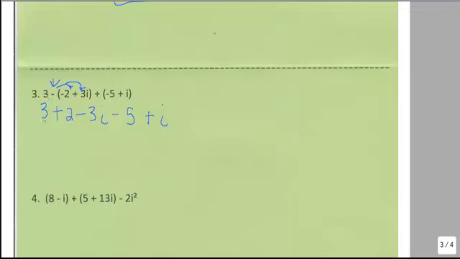So now when we combine like terms, all of the numbers without i's attached to them, 3 plus 2 is 5, minus 5 is 0, so the real part goes away. And we have a -3i plus 1i, which gives you a -2i.